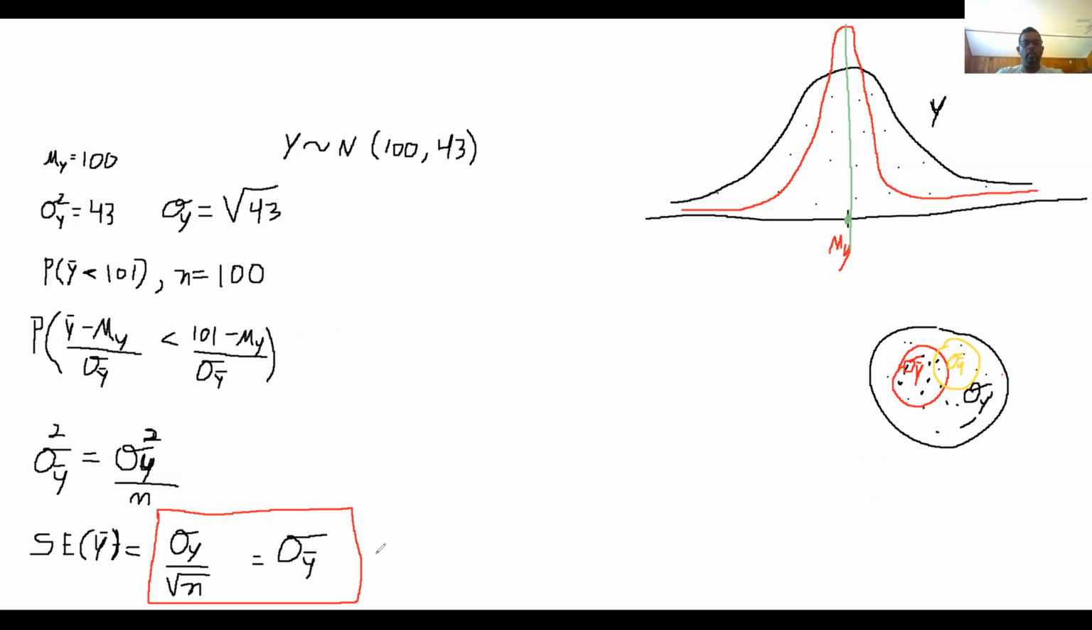Now, using this, we can say that in this case, it's going to be equal to the standard deviation of the observations of the population, right, which is the square root of 43, divided by 100. What number do we get now? It should be 0.43, I believe.